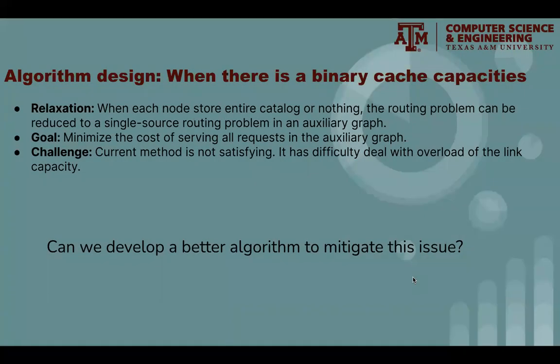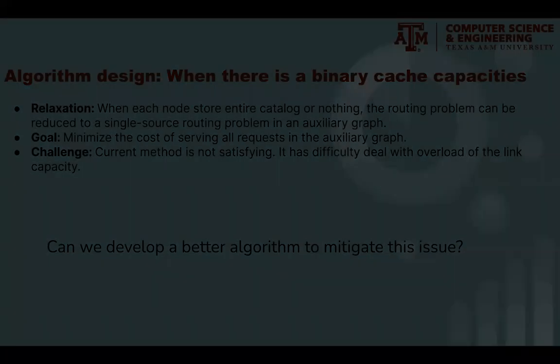And when we come to another special case, we do some relaxation on the cache capacity. When each node stores the entire catalog or nothing, which can be called a binary cache capacity, the routing problem can be reduced to a single source routing problem in an auxiliary graph. Our goal is to minimize the cost of serving all requests in this auxiliary graph. The challenge is that the current method is not satisfying because it has difficulty dealing with the overload of the link capacity. So can we develop a better algorithm to mitigate this issue?